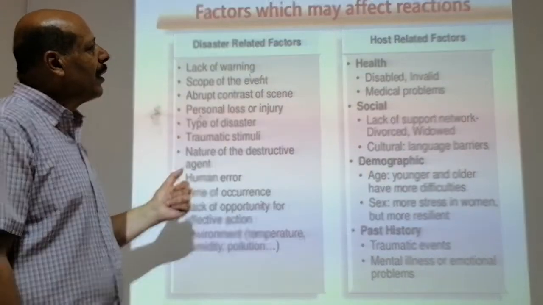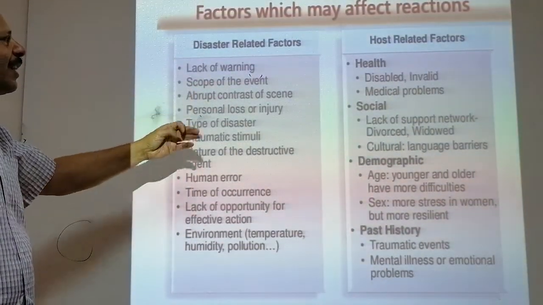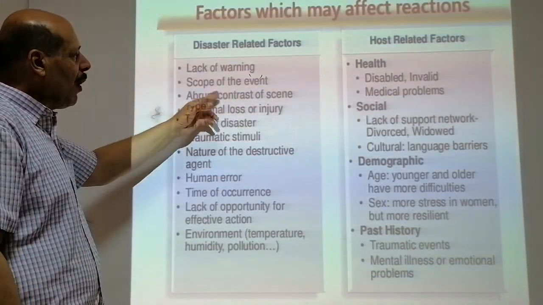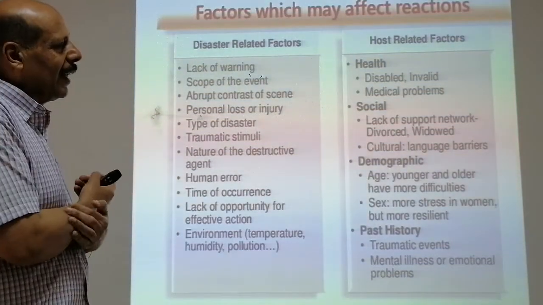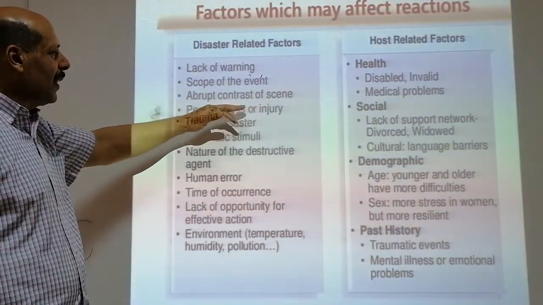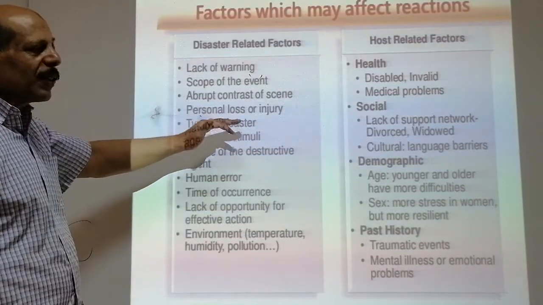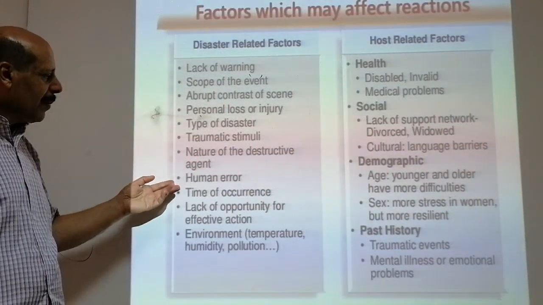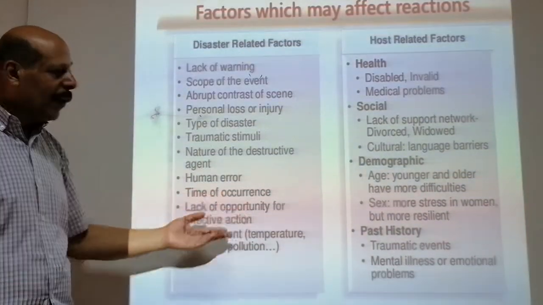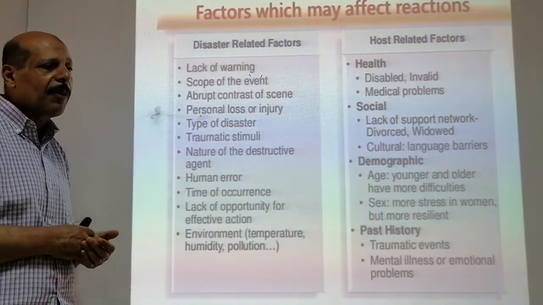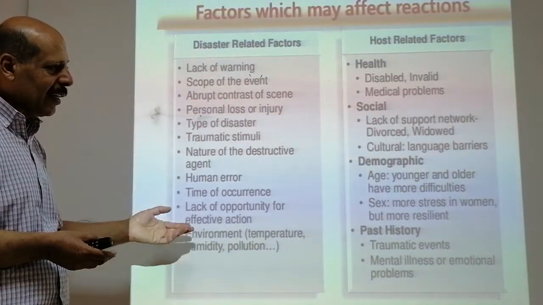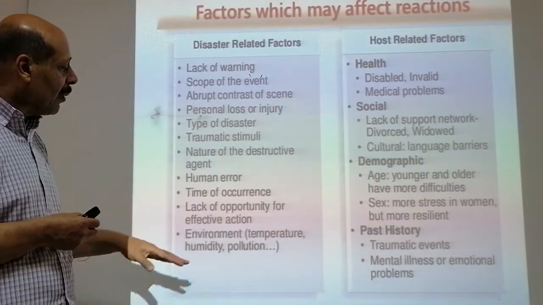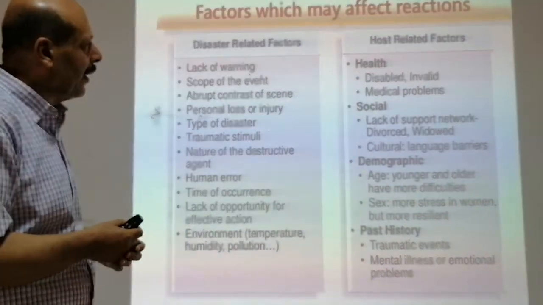Factors which may affect the reaction: disaster-related factors, lack of warning. So if there is lack of warning, the extensiveness of the disaster will be more. Scope of event also, is it fast or gradual? Abrupt, contrast of the scene also. Personal loss and injury, type of the disaster, traumatic stimuli, nature of the destructive agent that happened, human error during the time of occurrence of that disaster, because if it happened with lack of warning, people are sleeping, an earthquake happened. So if there is destruction, it means that losses will be more. Environmental: temperature and humidity and pollution, which happened during the disaster.